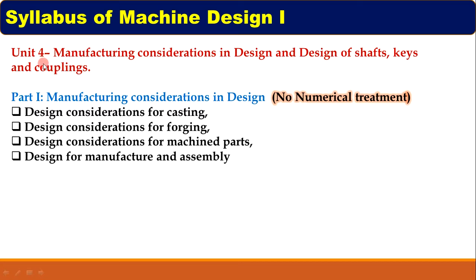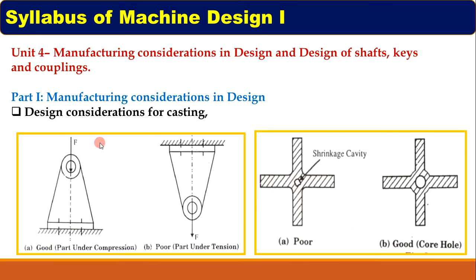So this unit 4 has two parts. So part 1 is manufacturing considerations in a design. That means manufacturing considerations in design forms the first part, and design of shaft, keys and couplings forms the second part. So in the part 1, there are four articles: design considerations for casting, design considerations for forging, and design considerations for machine parts. And the last one is a design for manufacture and assembly. So this part 1 has no numerical treatment. It is completely theoretical unit. So just for the introduction, I will tell you what we are going to study in this unit.